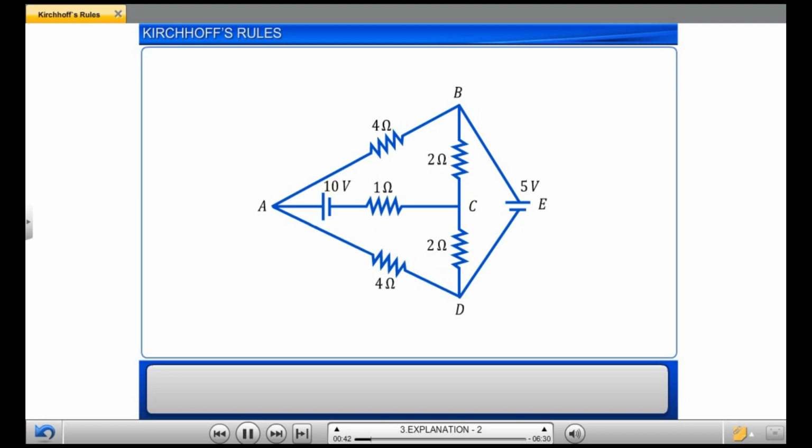Let us start with the branch AC for labeling the current and its direction. Current I1 leaves the positive terminal of a 10-volt battery.